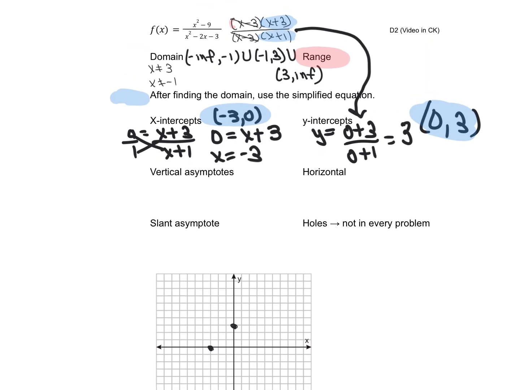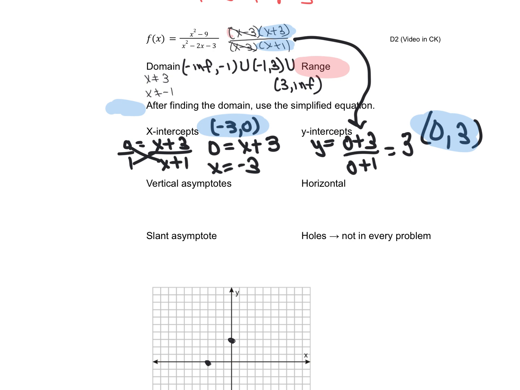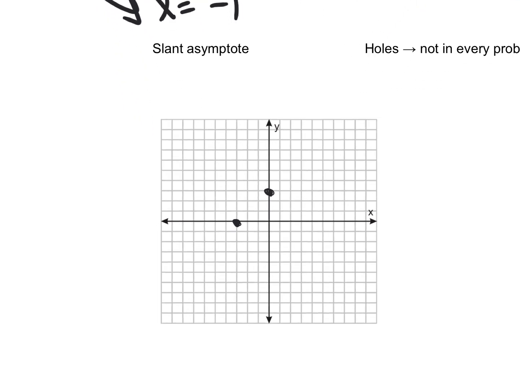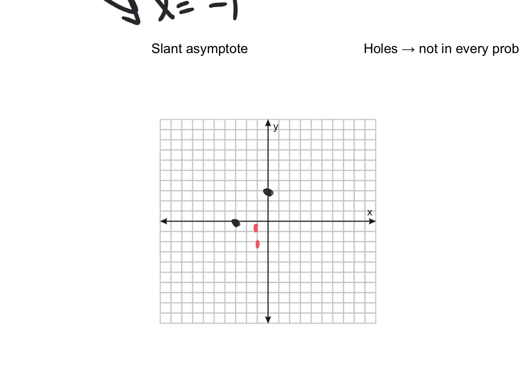Our vertical asymptote, remember that's going to be after we've simplified. So after we've simplified, the domain of x can't be 3, we took that out of the original problem when we simplified it. So the only vertical asymptote we are going to have is at x equals negative 1. So we're going to make a vertical asymptote at x equals negative 1. So we're going to be here and here, like that.